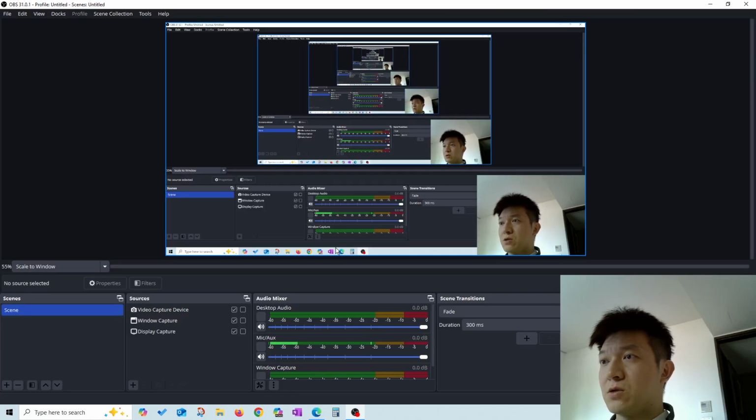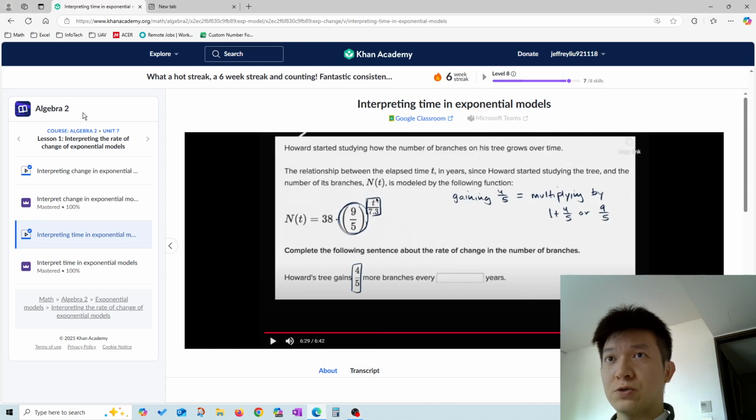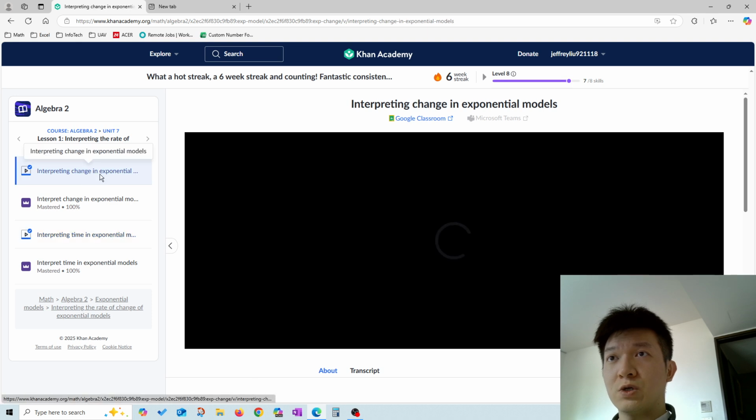Guys, let's switch up to Algebra 2. This is a long series that we're going to do. This is actually the core of high school math. Let's follow along the units here. So we're doing Unit 7.